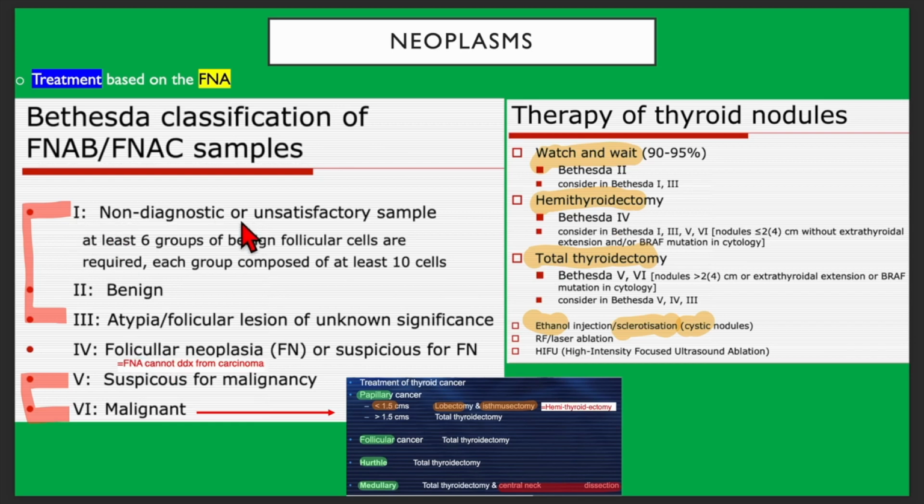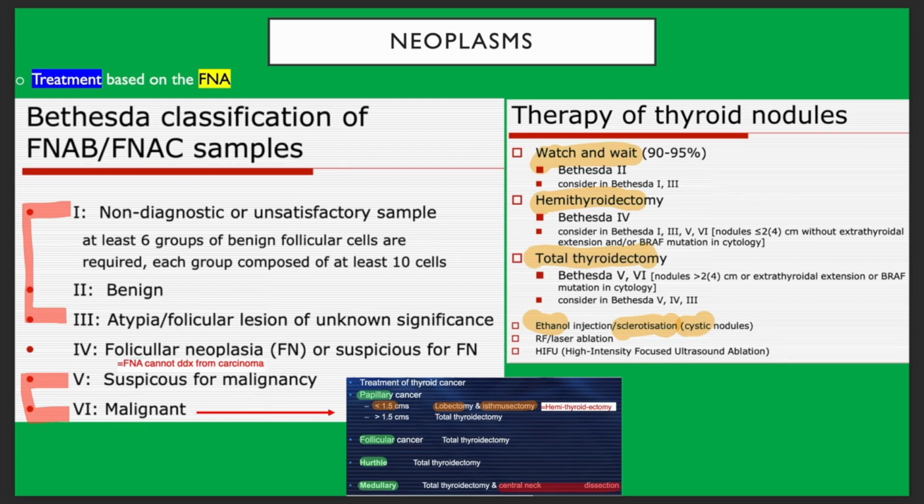For number 1, it's non-diagnostic. There are some criteria. It means that the sample was not enough. Number 2 and number 3 are benign, so you just watch and wait. And then number 5 and 6 are malignant or suspicious for malignancy. Then you go to surgery, or radiotherapy and things like that. So yeah, that's how you do it.